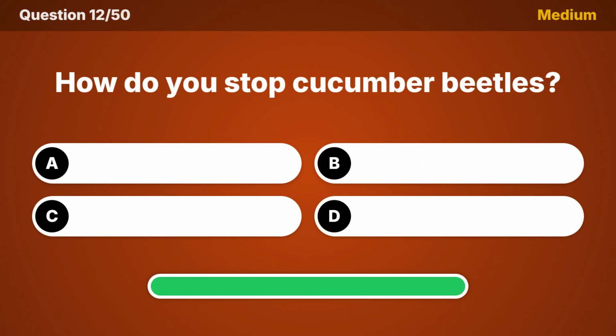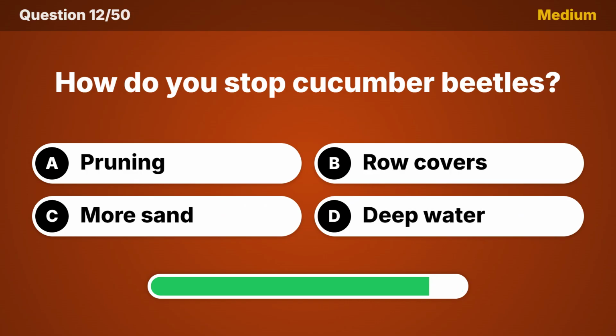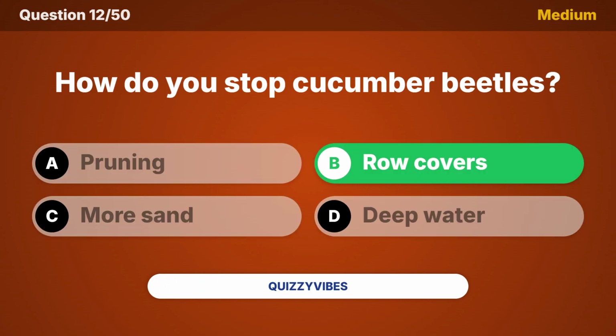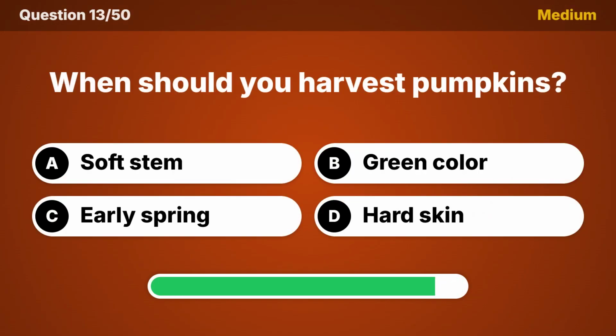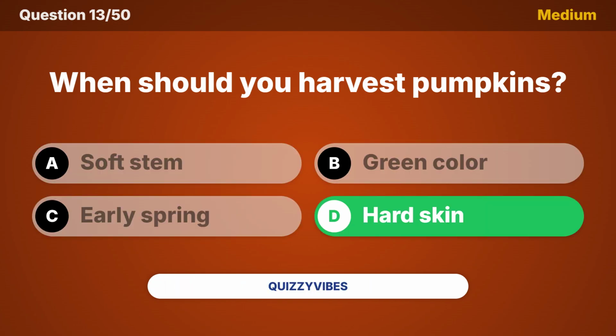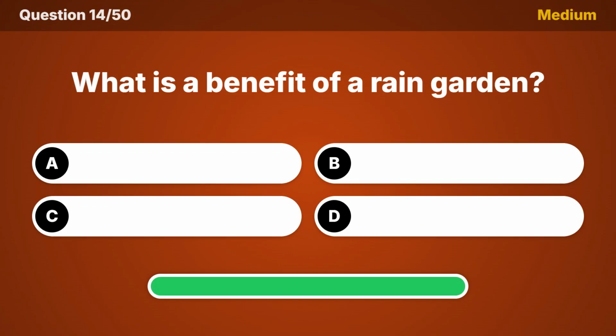How do you stop cucumber beetles? Did you guess it? The answer is row covers. When should you harvest pumpkins? Answer, hard skin. What is a benefit of a rain garden?